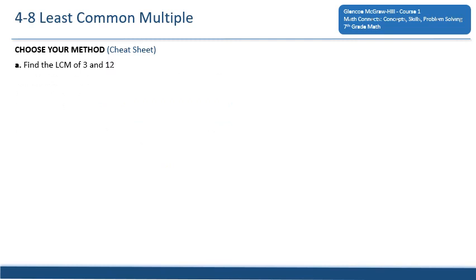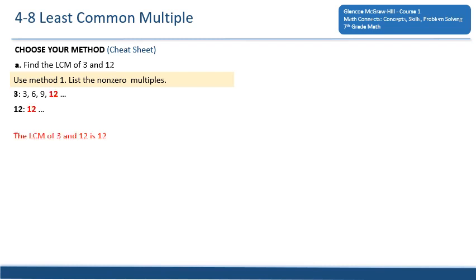Choose your method. Find the least common multiple of 3 and 12. So list the non-zero multiples. 3 is 3, 6, 9, 12. And 12, we can stop at 12 because that's going to be our least common multiple. And the least common multiple of 3 and 12 is 12.